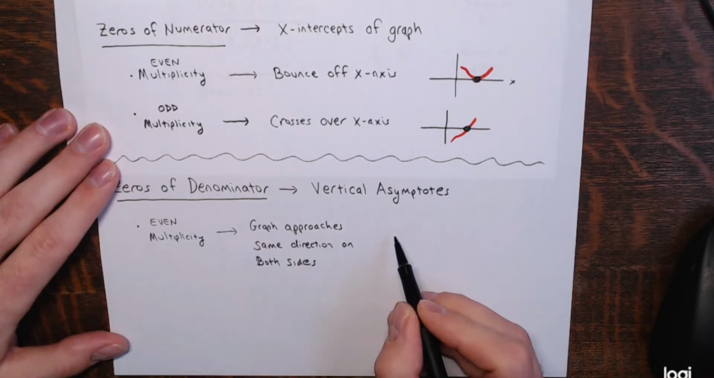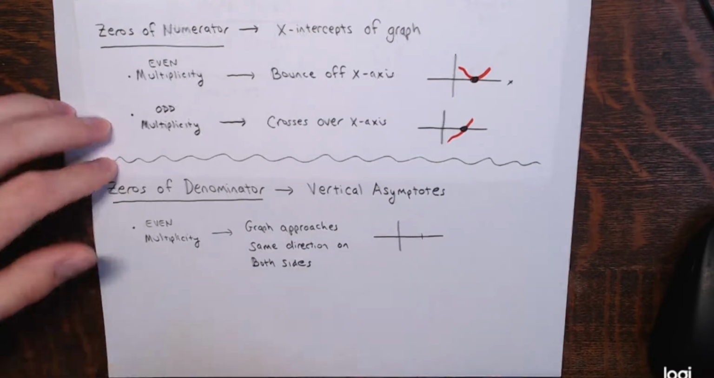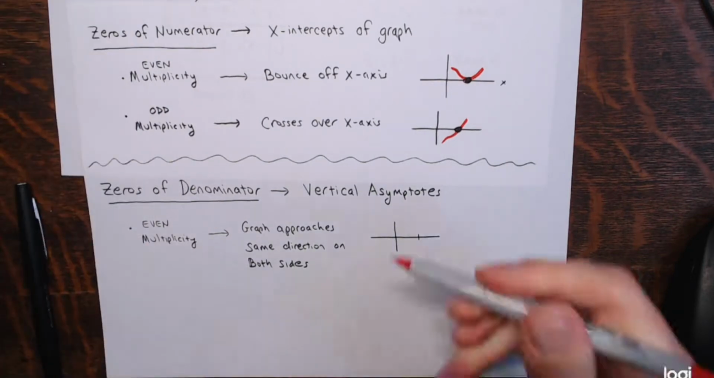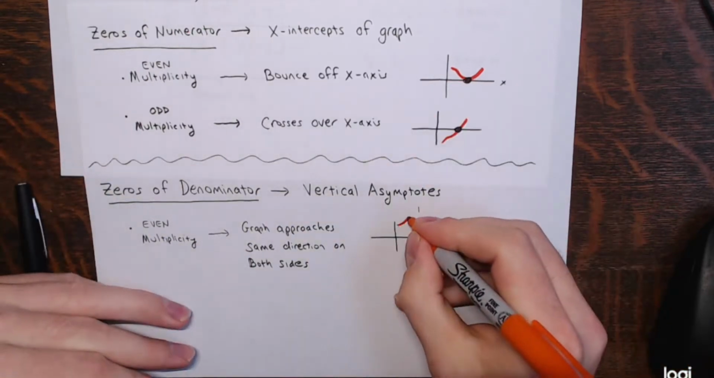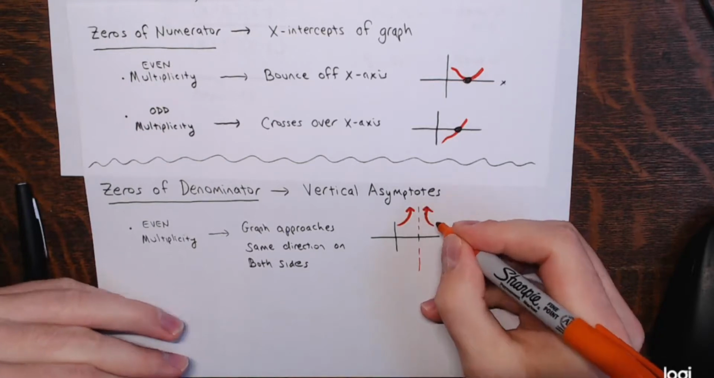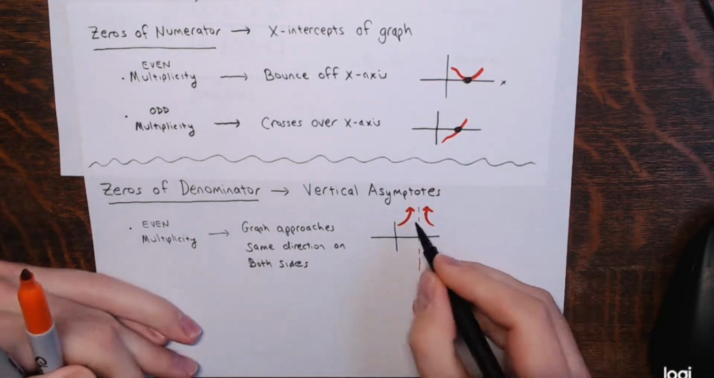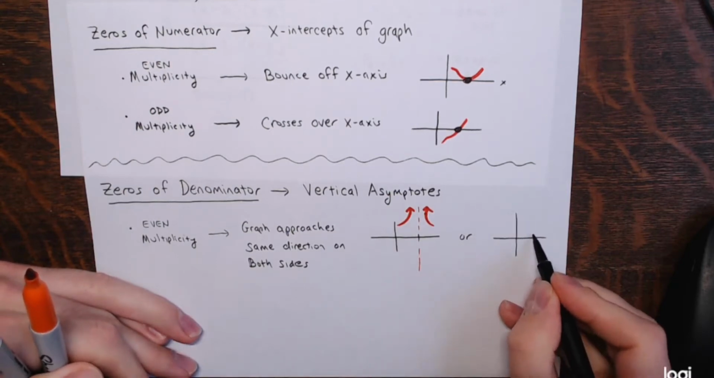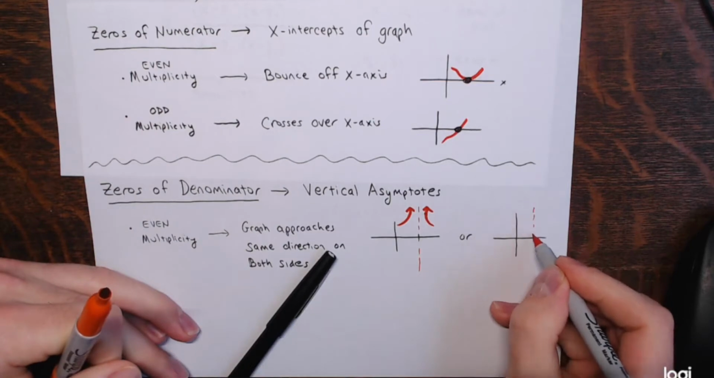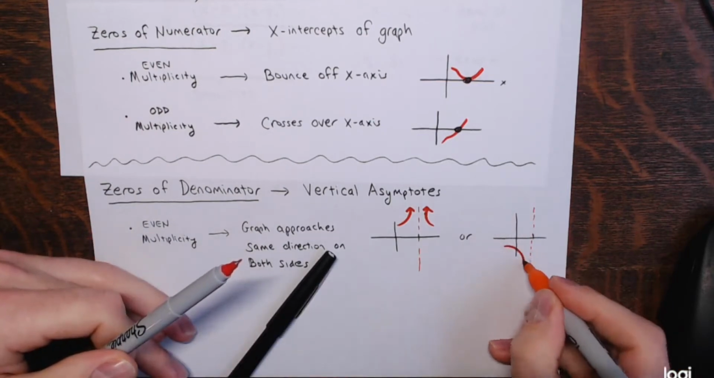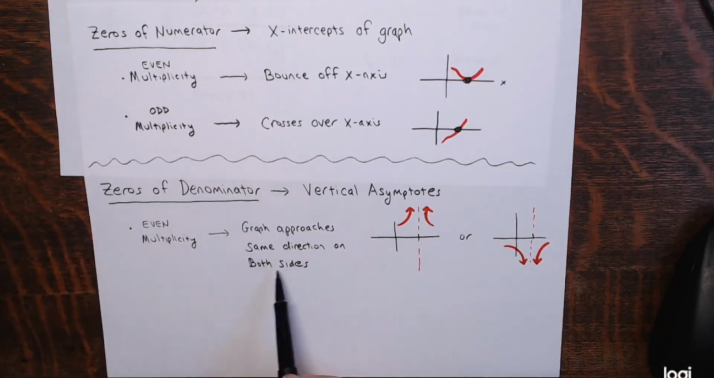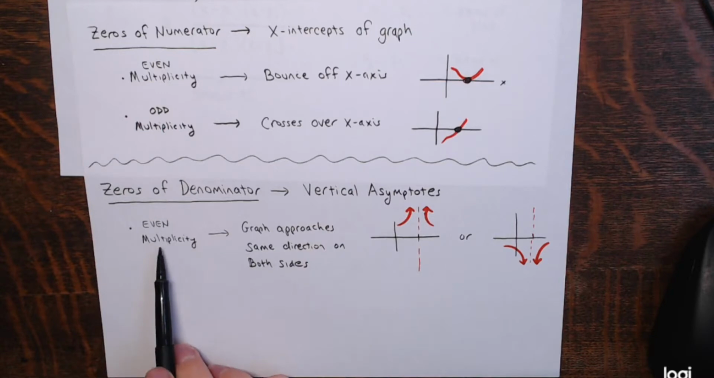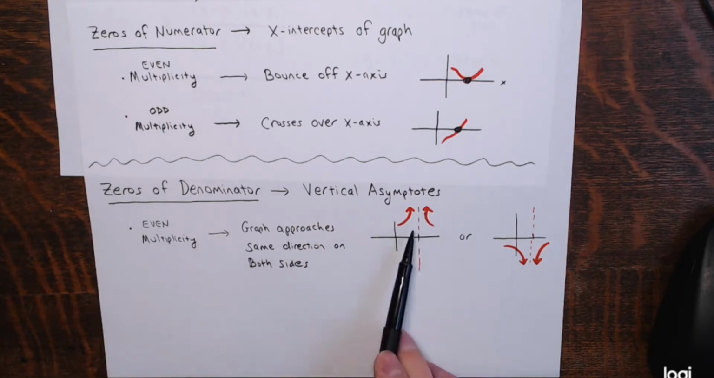So that means, say here's where the vertical asymptote's at. And I'll put a little dashed line here. What I mean by that is the graph will either go to infinity on both sides, right, go up forever on both sides of the asymptote, or go down forever on both sides, right? Again, say here's the vertical asymptote, this dotted line. The graph will go down forever on both sides. That's what I mean by the graph approaches the same direction on both sides. So if there's a zero of the denominator with an even multiplicity, one of these things is going to happen around that asymptote.